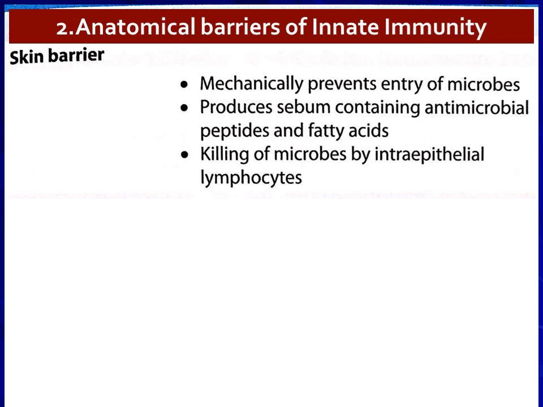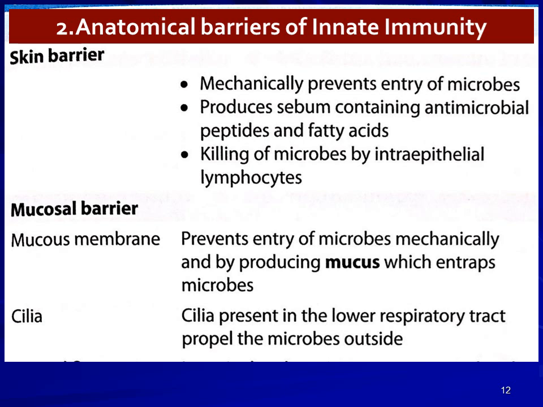And killing of microbes by intraepithelial lymphocytes, the lymphocytes present in the intraepithelial cells, is also part of the innate immunity. Mucosal barriers like mucous membranes prevent the entry of microbes by producing mucus, and this mucus entraps many microbes and propels them out by the ciliary function of mucosal membranes. Cilia present in the lower respiratory tract also remove the microbial agents from the mucosal surfaces.